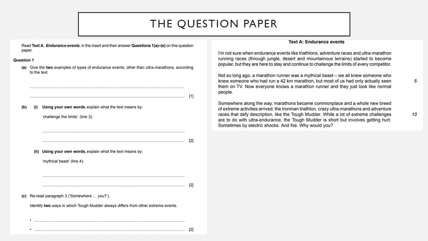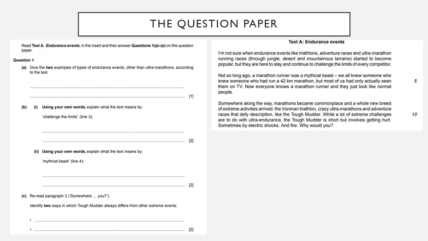Now, in this Cambridge paper, whenever it says using your own words, they mean it. Okay, if you don't use your own words, if you just try and copy a word from the text, you're not going to get any marks for it. You've got to make sure you use your own words when it says that. It's so tempting not to, but you've got to make sure, because what they want to see is that you've understood it and you're able to phrase it in a way that shows that understanding.